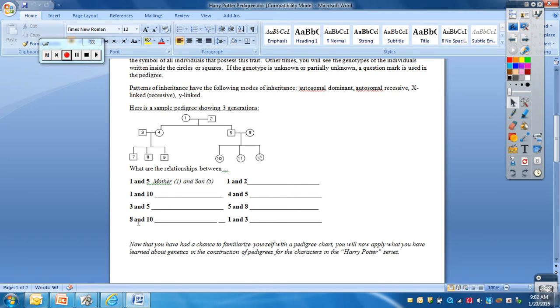Number 8 and 10, here. If this is you, this is your dad, this is your mom, this is your aunt and uncle, this would make 8 and 10 cousins. And the last one would be 1 and 3. This would be your mother-in-law if you have married into the family. So make sure you know these relationships. If that confused you, go back and watch the video on the notes we just took.